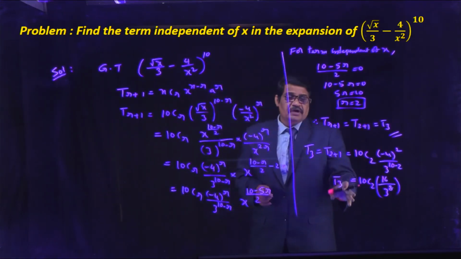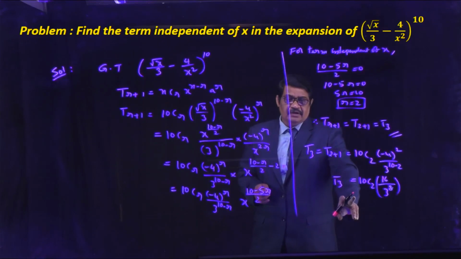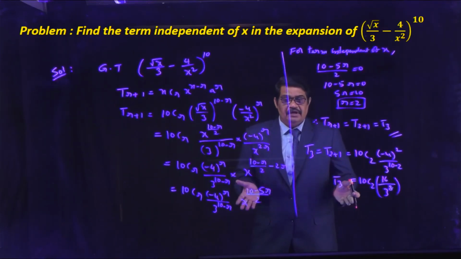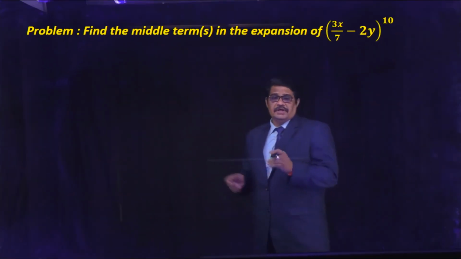So this is the term independent of x in the given expression. That is, the third term is the independent term. Okay, see another problem.